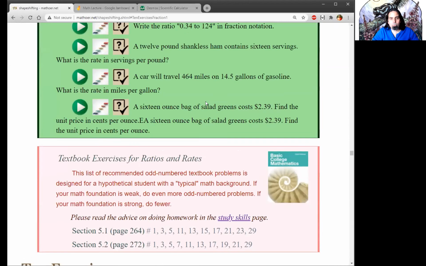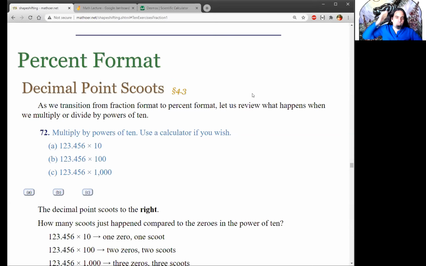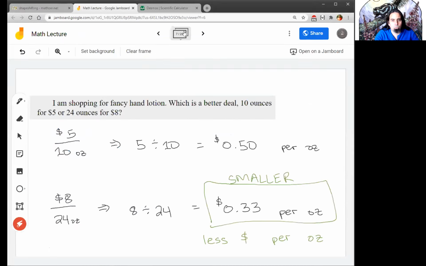Okay, we did the interlude of "Am I in the right math class" already last time. Are we really ready to move on to percent format? I don't want anyone to feel rushed. We have time. I'm ready. Okay, again, here's our textbook section. Now we're doing everything with just one number at a time with percents. So as we transition from fraction format to percent format, we can't do that quite yet. We have to review when we multiply by powers of 10. So let's look at that.